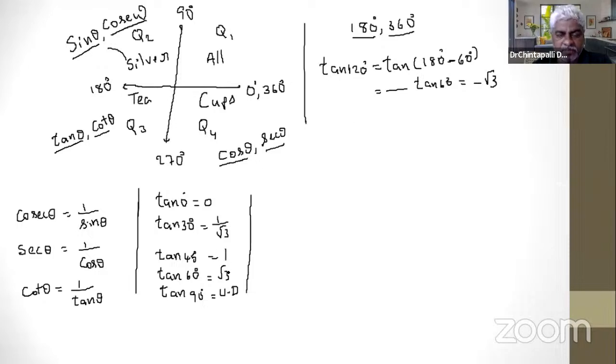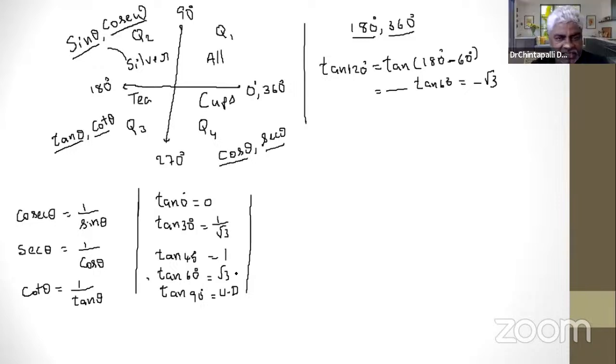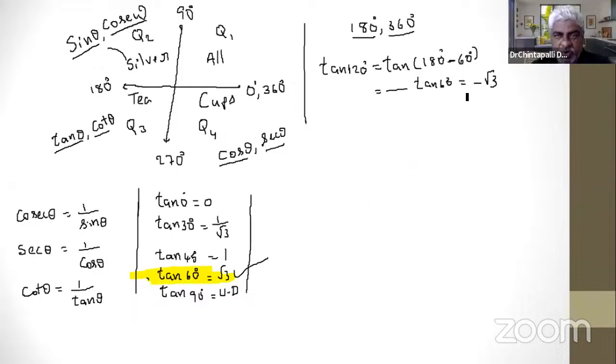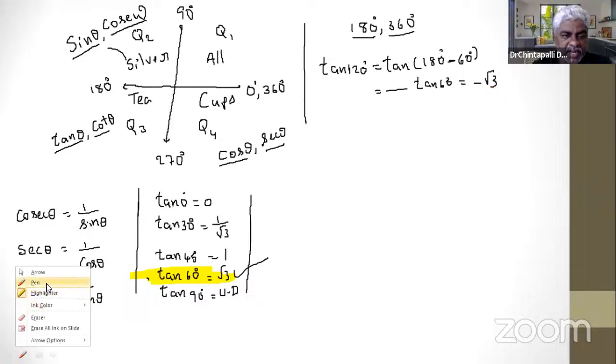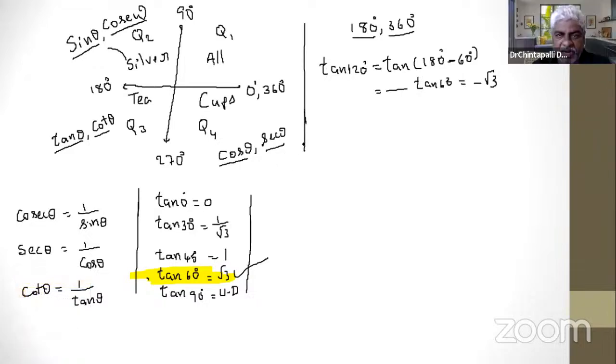We know tan 60 is root 3. See here, I'm showing the tan 60 degrees. Here it is, tan 60 degrees is root 3. So tan 120 degrees is minus root 3. The reason is 120 degrees belongs to the second quadrant. Correct? You can understand slowly.